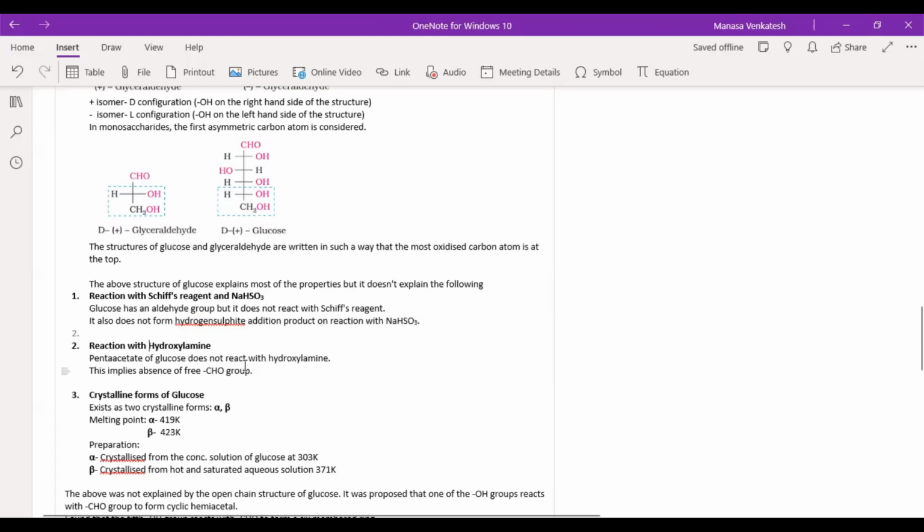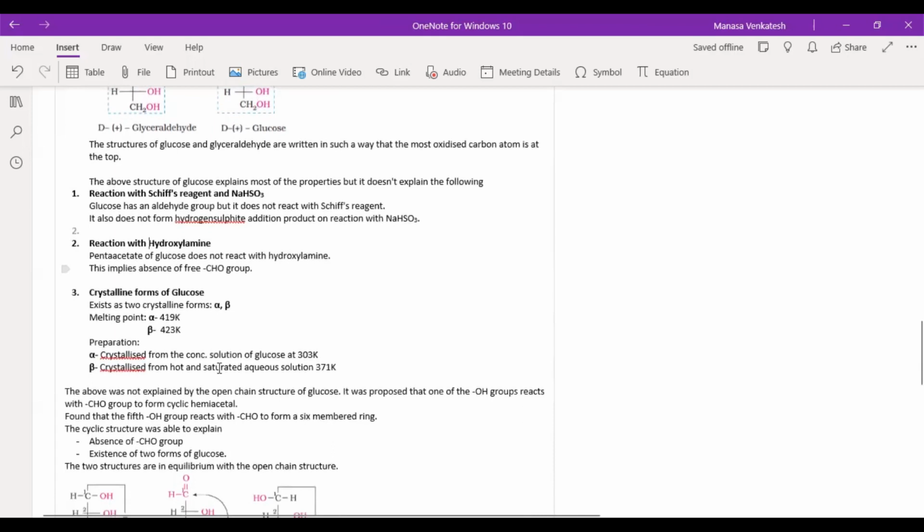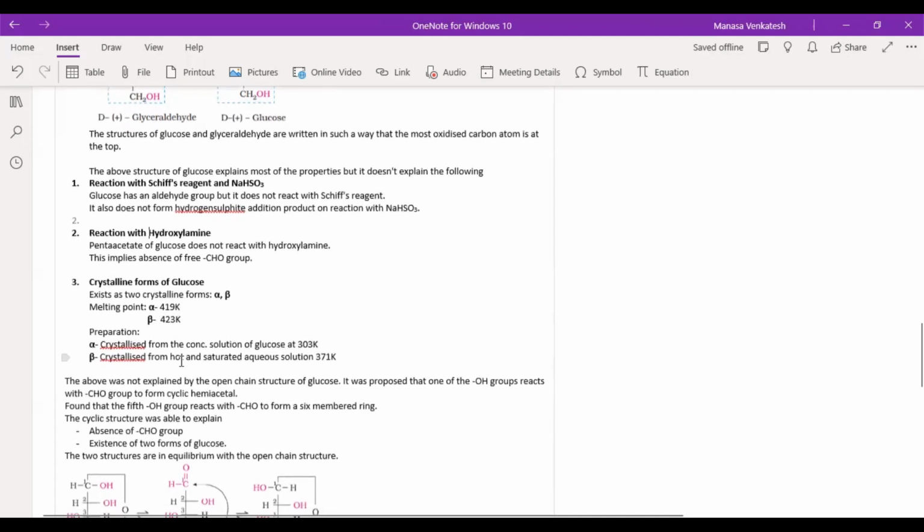So this meant that there has to be an absence of this free CHO group. Third point was the fact that crystalline forms of glucose existed. So there are 2 crystalline forms, alpha and beta. Alpha has a melting point of 419 Kelvin, and beta is at 423 Kelvin. Their modes of preparation were also different. So all of these did not explain the structure of glucose. The open chain was not able to explain these various properties which were observed.